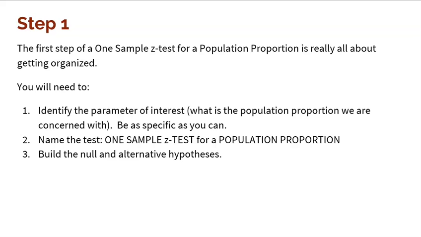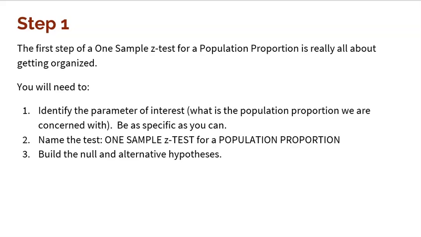They're all very easy. The first part is identifying the parameter of interest. All you're doing here is naming the population proportion that we're concerned with. I'm concerned with the proportion of kids that wear braces. I'm concerned with the proportion of teenagers that experience daily anxiety. You're just naming exactly what it is that you're interested in for the problem. And you don't have to make this up. It's going to be given to you in the problem. All right, then you have to name the test.